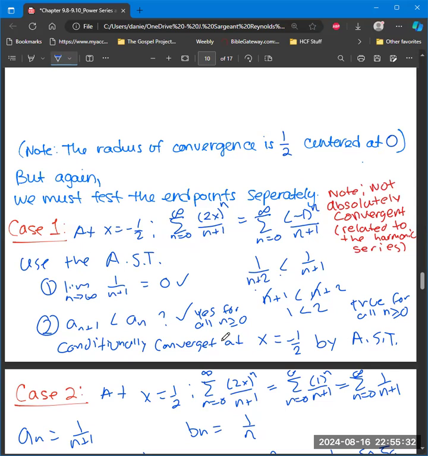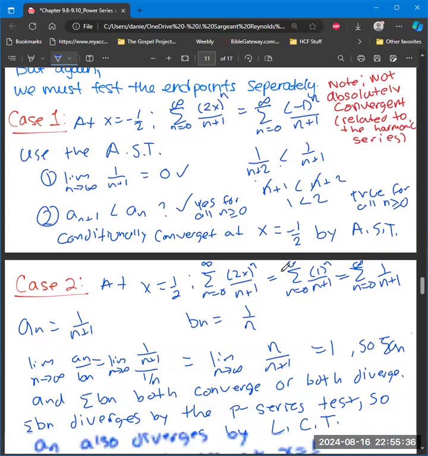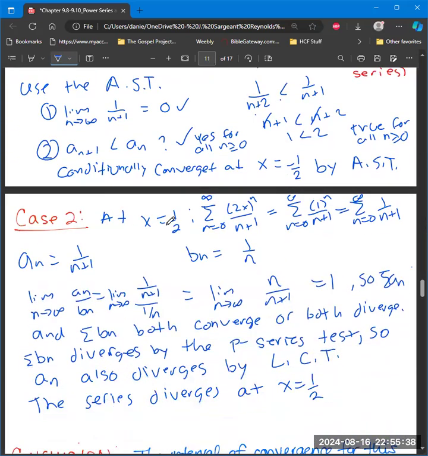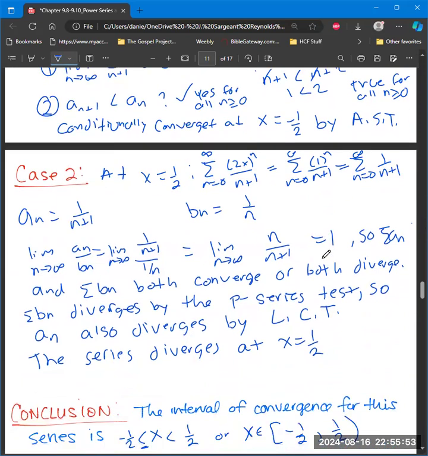So it's conditionally convergent at x equals -1/2 by the alternating series test. I'm going to come back and try the right endpoint of x equals 1/2. Stick that in there. That's going to be 1 to the n, so that's going to go away, just become a 1. That's going to be 1 over n plus 1. And that's not going to converge because that's related to the harmonic series. I'm going to use the limit comparison test to prove to you here that it doesn't converge.